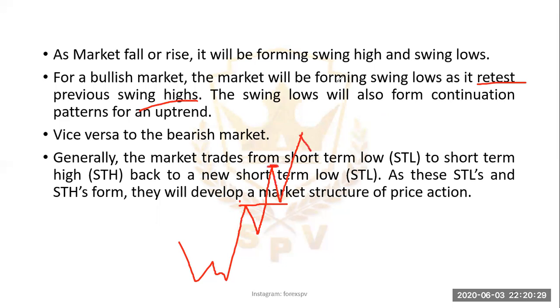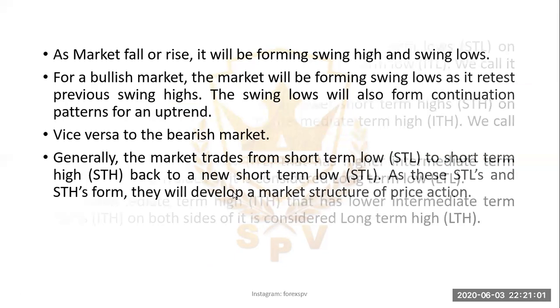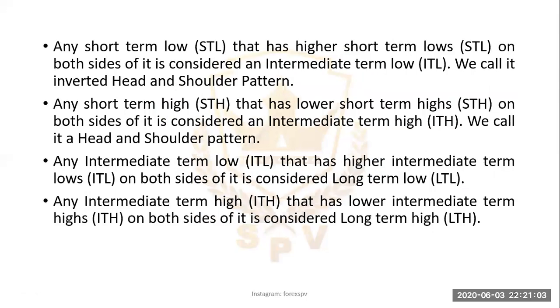So the bullish move is still continuing when it breaks this. And the same for a downtrend, it will be forming swing lows and swing highs and breaking previously formed swing lows. So generally, markets trade from short-term lows to short-term highs, back to form a new short-term low. So as these short-term lows and short-term highs form, there is what we call a market structure of price action.